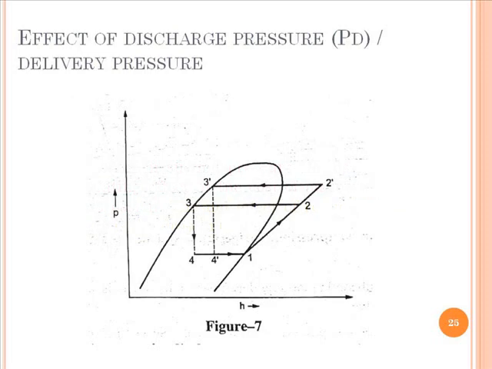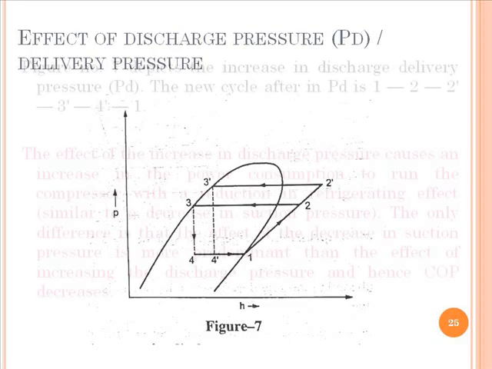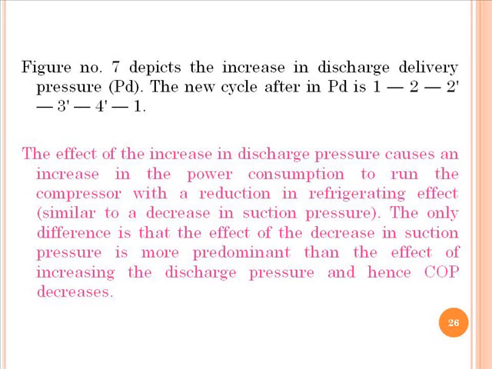Now, what is the effect of discharge pressure or delivery pressure that we have to find out? So you can see the initial cycle was 1, 2, 3, 4, 1. Now our new cycle, that is with a rise in the delivery pressure, is 1, 2 dash, 3 dash, 4 dash, 1. So now I hope you can guess what is the effect on COP. Can you tell me what the answer is? Yes. When we increase the delivery pressure, definitely the refrigerating effect will decrease and the compression work will increase. So the COP will decrease. So it is not desirable to increase the delivery pressure.